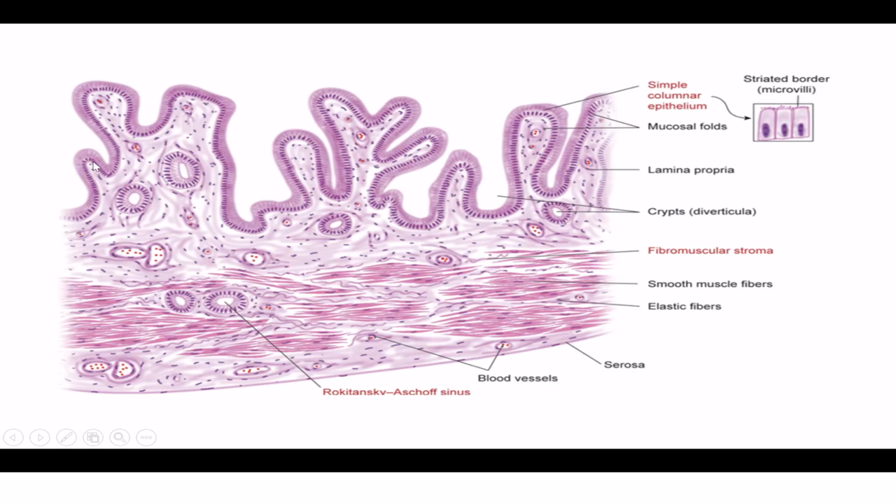So you can see here, these are the mucosal folds, and here you can see the extensions of the mucosal folds into the fibromuscular coat, Rokitansky Ashcroft sinuses. So here you can see this is the lamina propria, and here you can see this is the fibromuscular coat where you can see this group of smooth muscles separated by collagen and elastic fibers. So lamina propria of the gallbladder is not having any kind of lymphatics. So here you can see the serosa or adventitia.